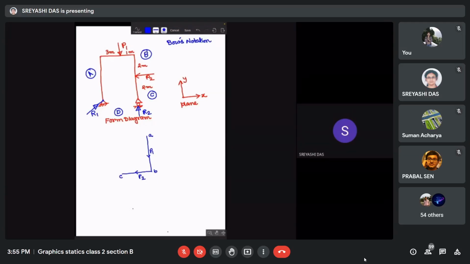Now we have to find d. The CD force denotes the force R2, and R2 is vertical. We know that R2 is vertical, but we don't know the value of R2, so we can't get the point d here. Actually, point d is not known to us now. So we have to find point d. How will we do that?